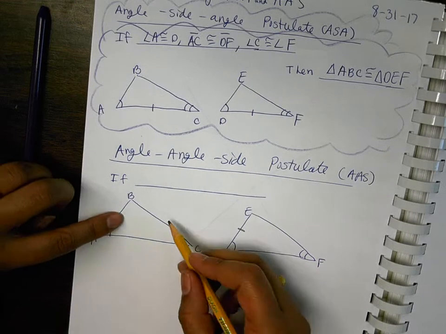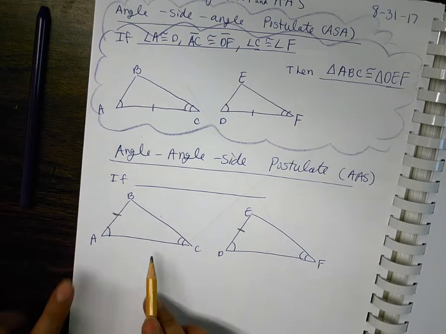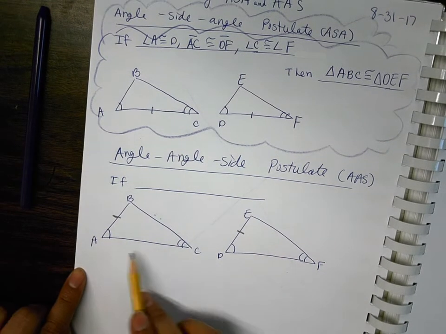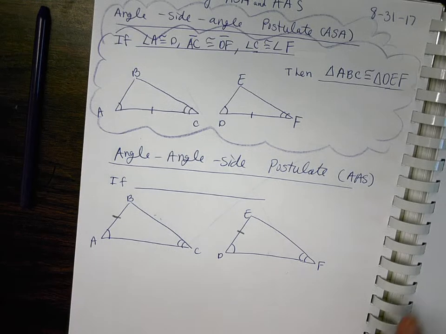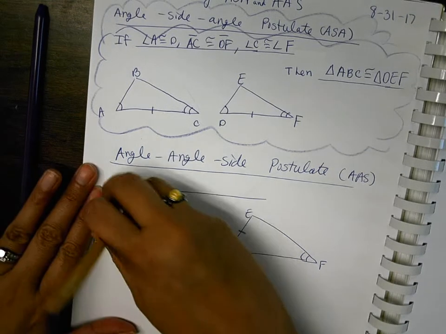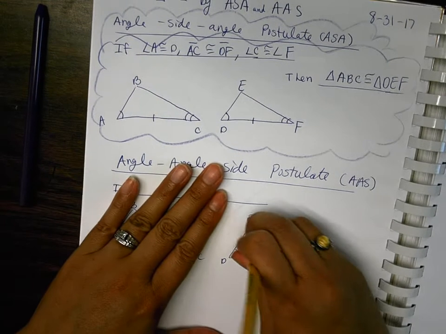Now I'm going to mark this one. Could it be this one instead? Yeah, it could be angle, angle, side or angle, angle, side. In this case, I'm marking them here. So is that it? What other side could you do? I could have marked it like this.